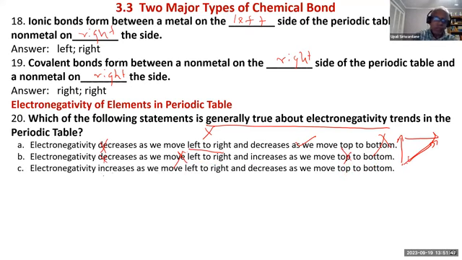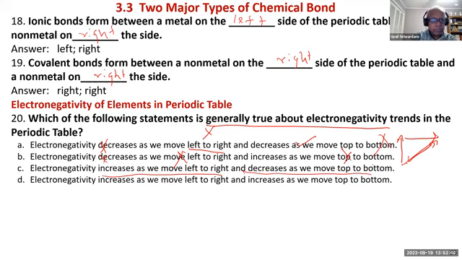Electronegativity decreasing from top to bottom, that's a correct statement. Increasing from left to right, that's correct. Increasing as we move from top to bottom, that's not correct. Incorrect. Therefore, the answer is only C.